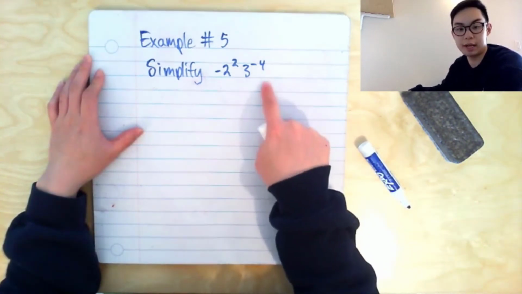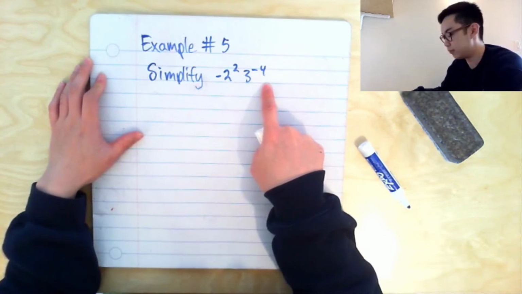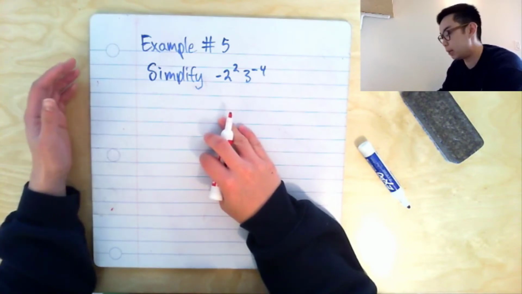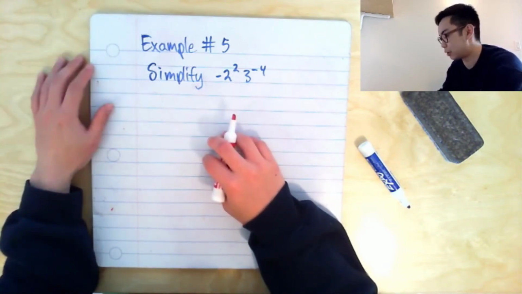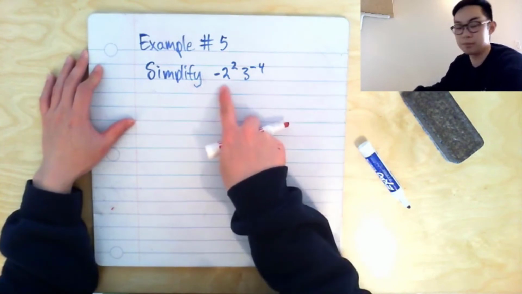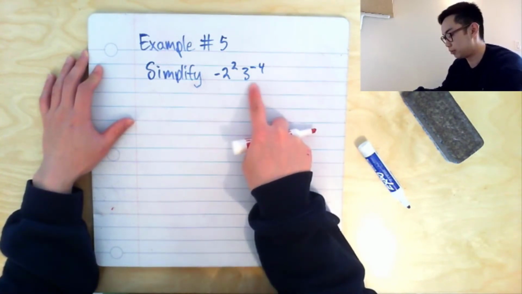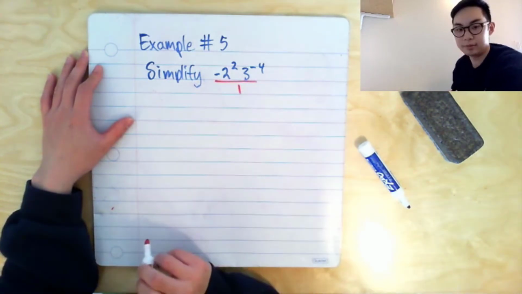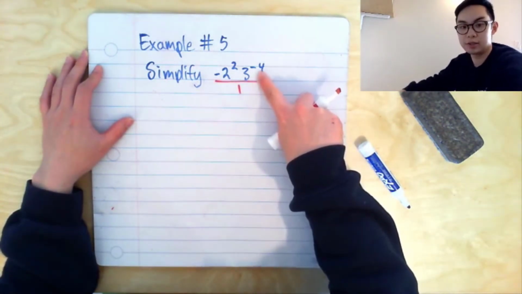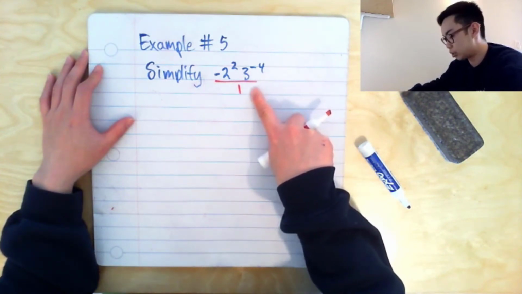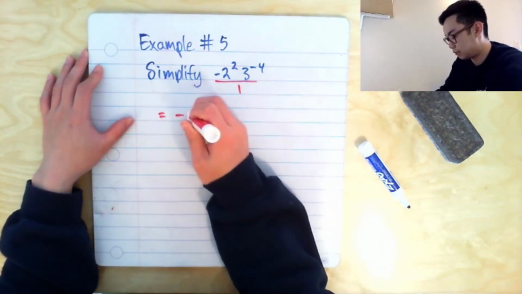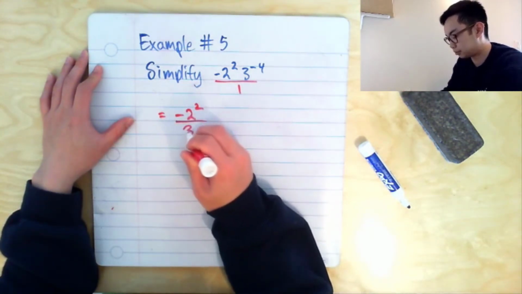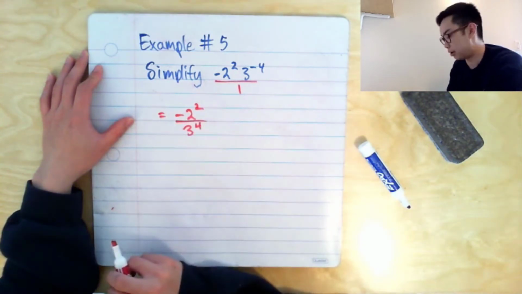Okay, in this example, I see lots of negatives. However, only one of the negatives is a negative exponent. This is simply a negative on the outside of the base. So I won't be able to apply my exponent rules for negative exponents to this term, but I can definitely do it to this term. To do that, I'm going to imagine that this is all over the number 1, and I'm going to be able to bring this to the other side. That is going to accomplish the negative 2 squared on the top and the 3 to the 4 on the bottom.